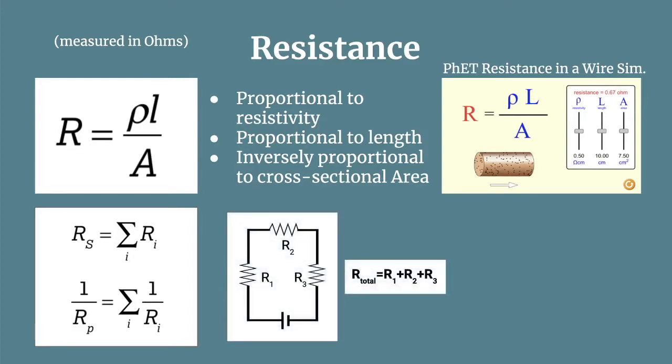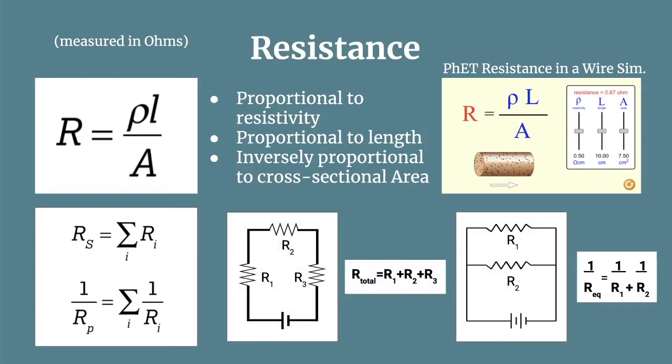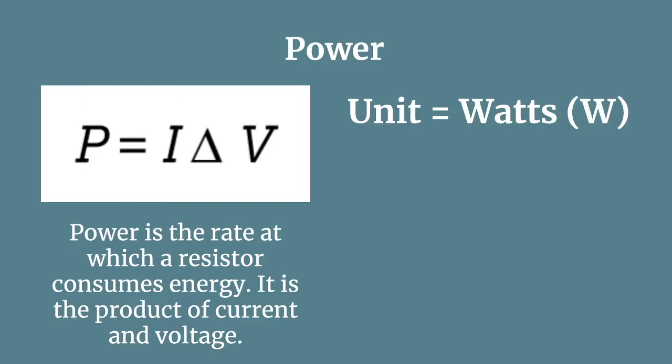The total resistance is the sum of all of the resistors in series. In parallel, the inverse of the total resistance is equal to the sum of the inverses of the resistors. The last major quantity we will calculate in circuits is power, measured in watts. Power is the rate of energy consumption.